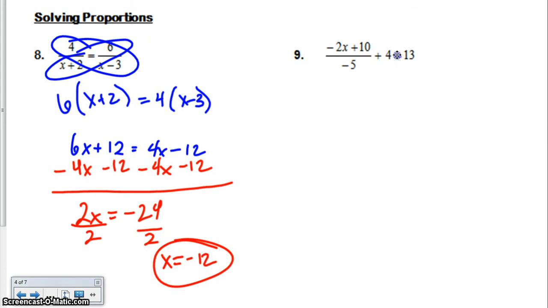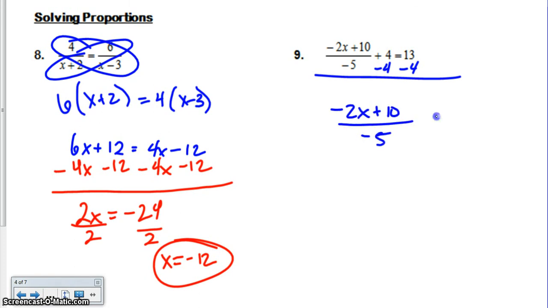Now here, it almost looks like a proportion, except this weird plus 4 is stopping it from looking exactly like a proportion. So I'm going to have you subtract the 4 first. And we end up with negative 2x plus 10 over negative 5 equals 9. And if I rewrite that as 9 over 1, hopefully you can see it's exactly a proportion.